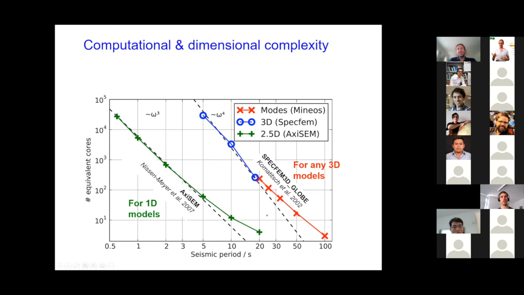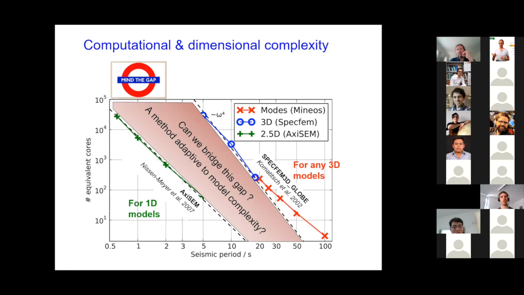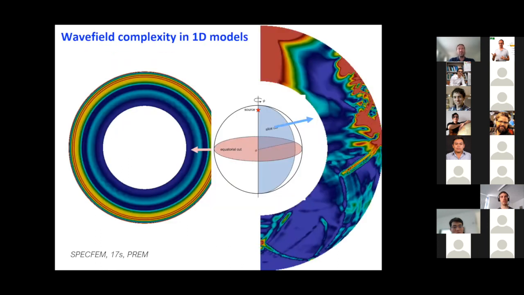So here's the slide that I had earlier, right? The cost between 3D simulations and 1D or 2D, which is the AxiSEM. And the question that we posed for AxiSEM3D is, can we fill this gap? Can we find a method that gradually converges between the complexity of the model, not just a binary choice between 3D and axisymmetric, but that adapts its cost and its efficiency to the complexity of the model? That is the basic question that we asked, and we set out to look at that. That's all Kuangdai's work, of course.